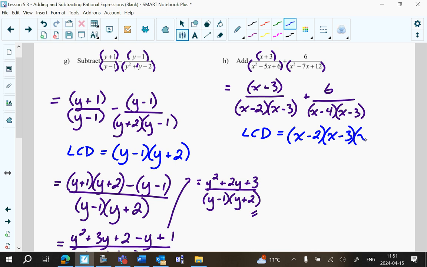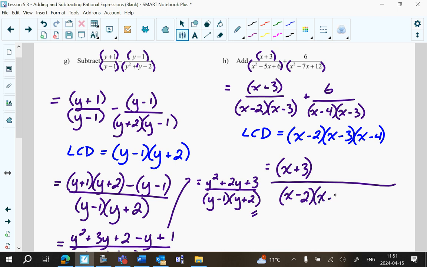Okay, so now I've got to make my single fraction. I've got x plus 3. What must I multiply the first numerator, x plus 3, by? x minus 4. And that's two multiplications because it's a binomial times a binomial. Plus the 6, what must I multiply the 6 by? x minus 2.